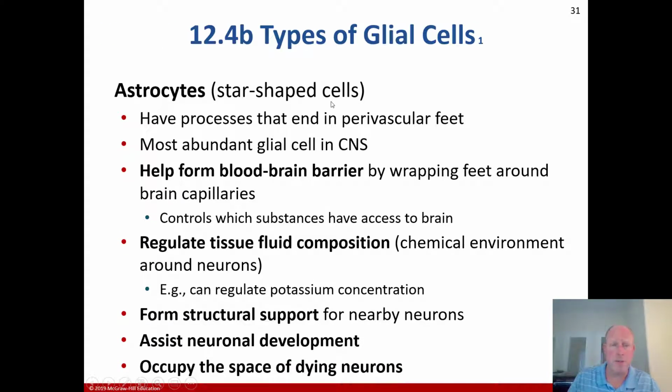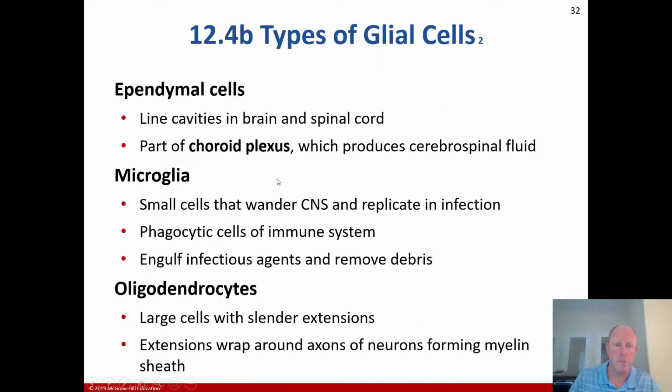Astrocytes are star-shaped cells. They have processes that end in perivascular feet. They're the most abundant glial cell in the CNS. They help form the blood-brain barrier by wrapping feet around the brain capillaries, and they control which substances have access to the brain. They regulate tissue fluid composition, the chemical environment around the neurons. They can regulate potassium concentration, which is a key component. They form structural support for nearby neurons, assist neuronal development, and occupy the space of dying neurons.